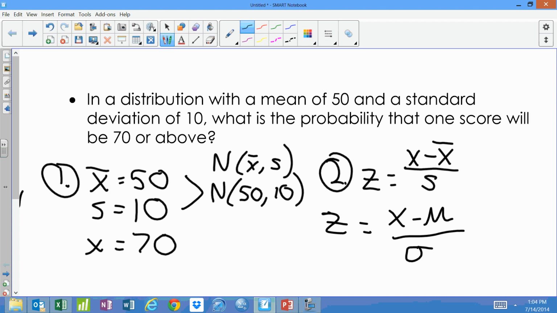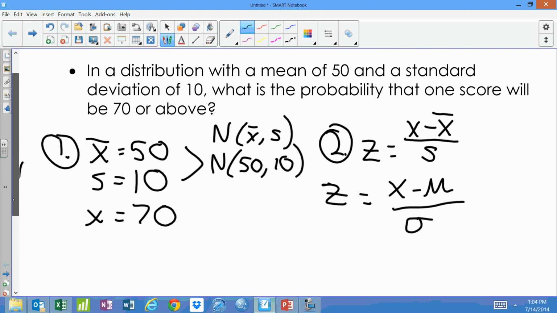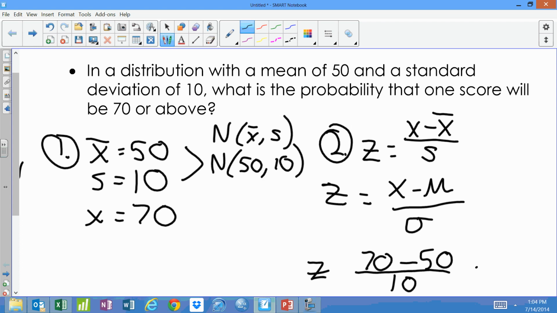So to do this, we are going to sub in our 70 for our x, our 50 for our mean, and we're going to divide that by our standard deviation of 10. And that will give us our z-score. So 70 minus 50 gives me 20, divided by 10. So I'm going to get a z-score of 2, or I'm going to write it down here, a z of 2.00.